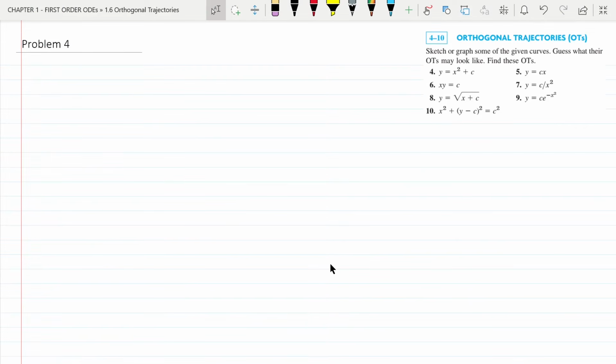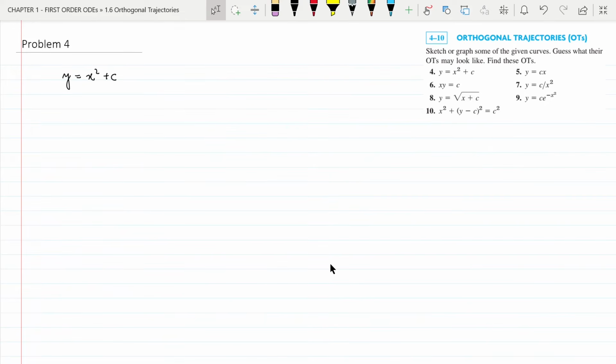For problems 4 to 10, the statement of the problem reads: sketch or graph some of the given curves. Guess what their OTs may look like. Find these OTs.